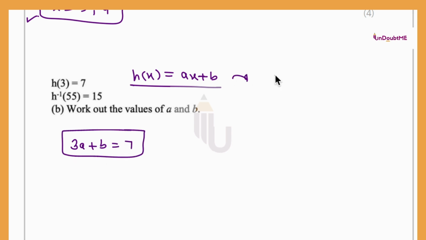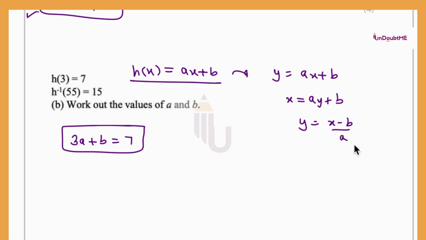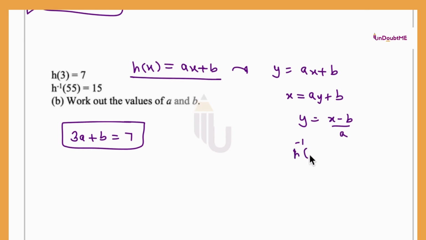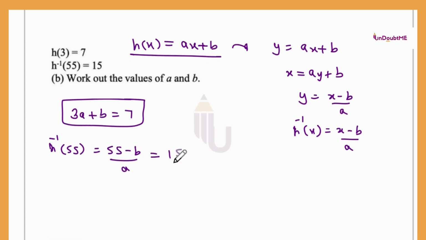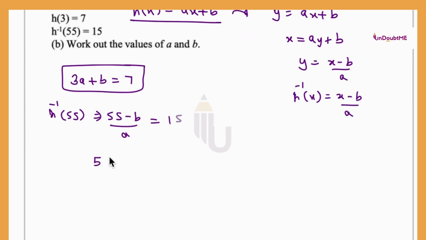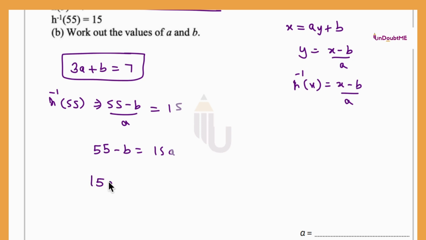Then for this I will find inverse also, so y is equal to ax plus b, then x is equal to ay plus b, then y is equal to x minus b over a, and I can say that h inverse of x is x minus b over a. So h inverse of 55 will be 55 minus b over a, and that is equal to 15. Multiplying by a on both sides will give me 55 minus b is equal to 15a. Then rearranging will give me 15a plus b is equal to 55.